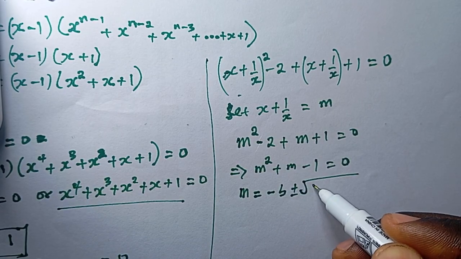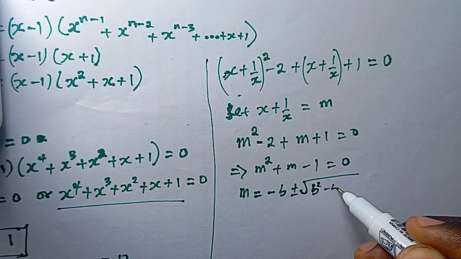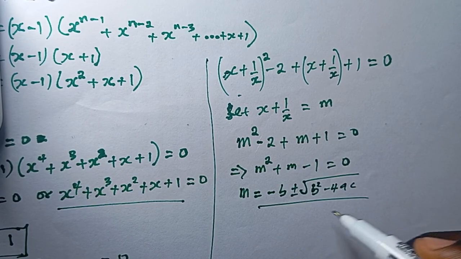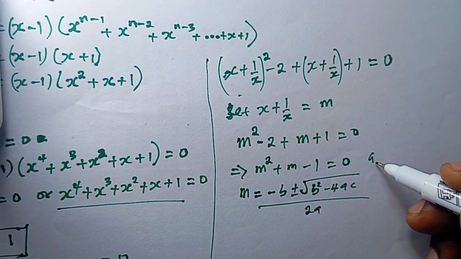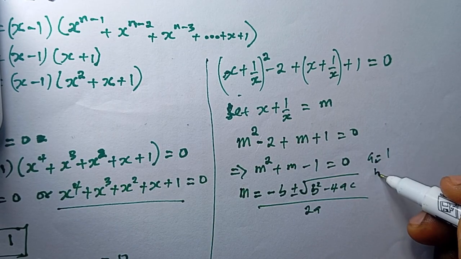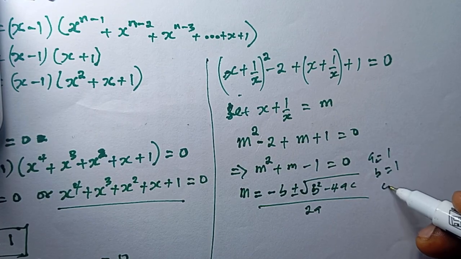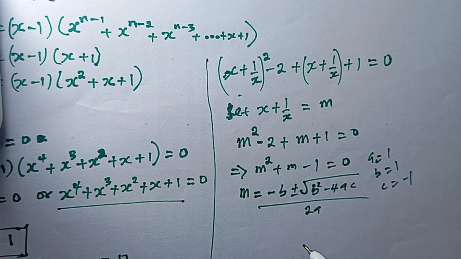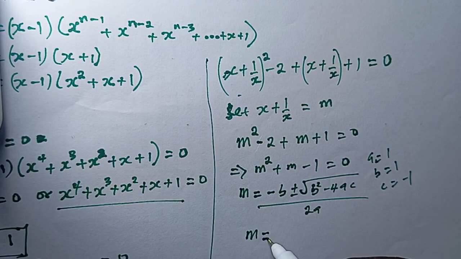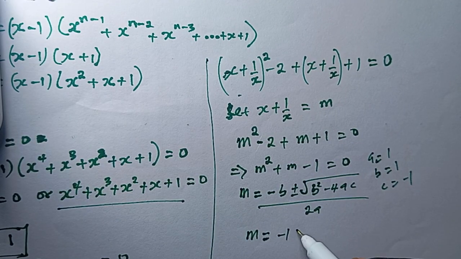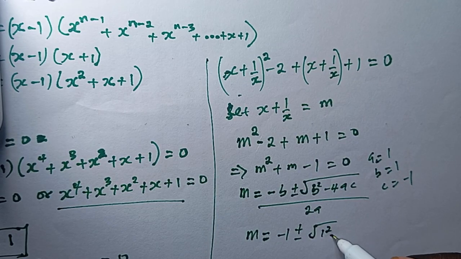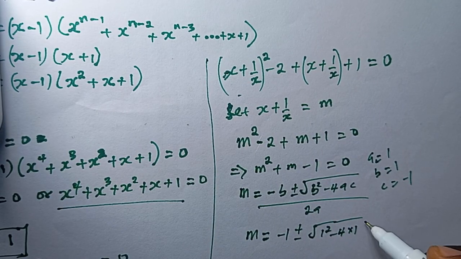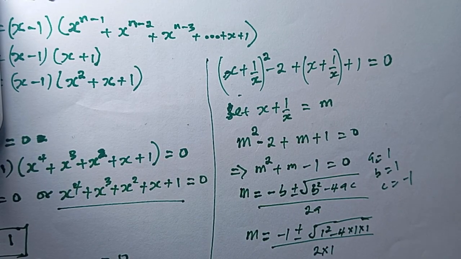Okay, this is b squared minus 4ac all divided by 2a. And of course in this case, our a is equal to 1, b is equal to 1, and c is equal to minus 1. So if we replace all of them here, our m is now going to be equal to minus 1 plus or minus root of 1 squared minus 4 times 1, and then times 1, all divided by 2 times 1.